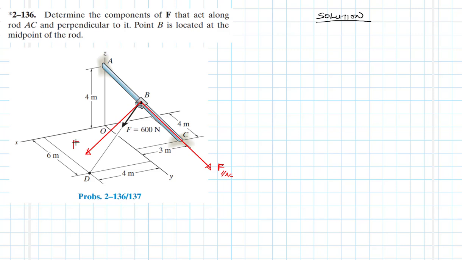And we are calling this F perpendicular to AC. Let me write it again, F perpendicular to AC. All right, there we go. So these are the two forces that we want to find, the components that are coming from F.